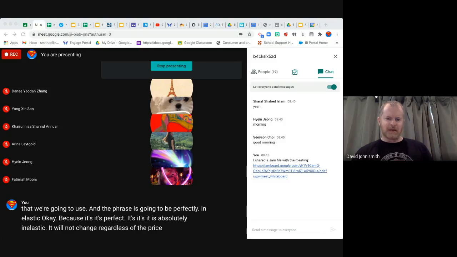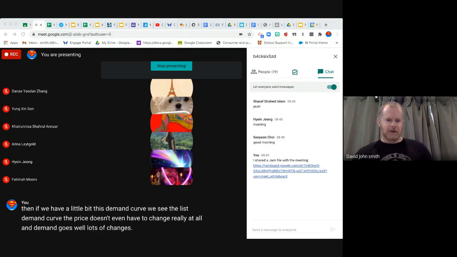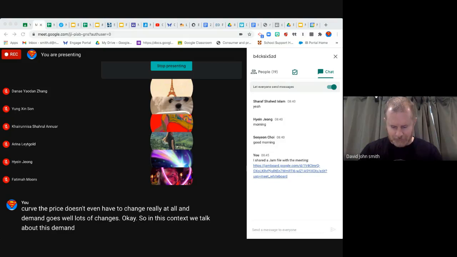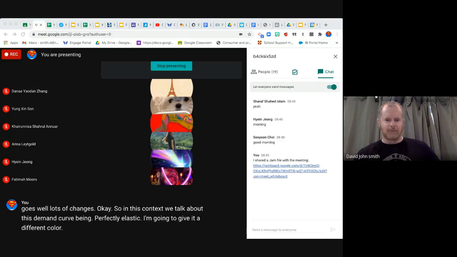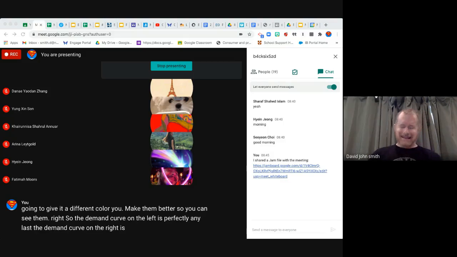Then if we have a look at this demand curve, we see that the price doesn't even have to change really at all, and demand goes, whoa, lots of changes. Okay? So in this context, we talk about this demand curve being perfectly elastic. I'm going to give it a different color. There you go. Make them a bit bigger so you can see them. All right. So the demand curve on the left is perfectly inelastic. The demand curve on the right is perfectly elastic.